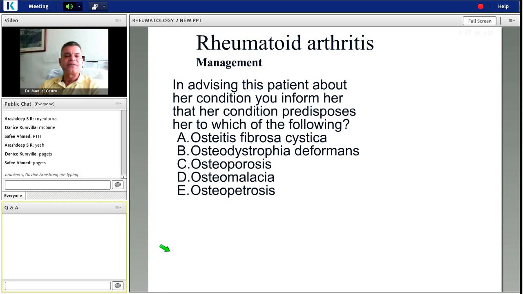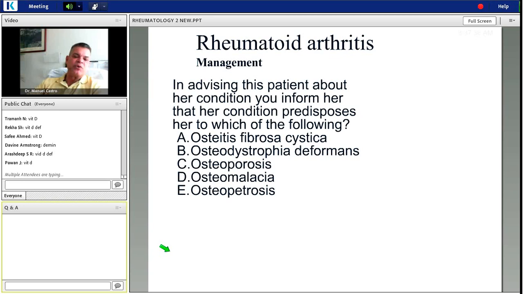What about osteoporosis? Is this condition going to place this patient at increased risk for osteoporosis? Yes, not only the steroid use, but remember what I said, that these patients are going to have morning stiffness that lasts for hours and hours. They're not going to be able to move, and this causes osteopenia and an increased risk of osteoporosis. Now, osteomalacia, what is osteomalacia and what is it caused by? They're also receiving corticosteroids. Yes, vitamin D, osteomalacia. And osteopetrosis is an inherited condition that can cause very hard but brittle bone. So, very important to know these.